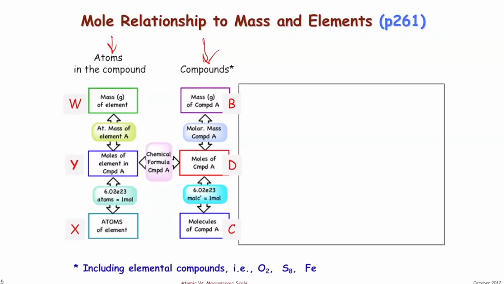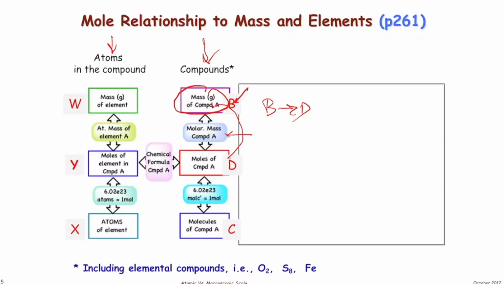Then if the problem gives you the mass, you start with B. If the problem asks you to calculate the moles, then you go from B to D, but you need the molar mass as the conversion factor. That's your conversion factor in this particular case.